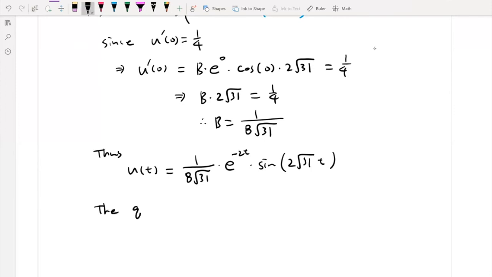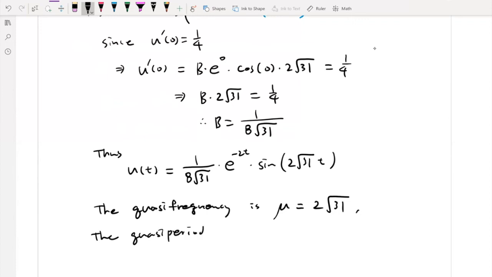The quasi frequency is denoted by mu, that is 2 square root 31. And what about the quasi period? We denote it by T_d, that is equal to 2 pi over mu, which is 2 pi over 2 square root 31, which is pi over square root of 31. Okay, it's almost done, so we need to do one more thing.